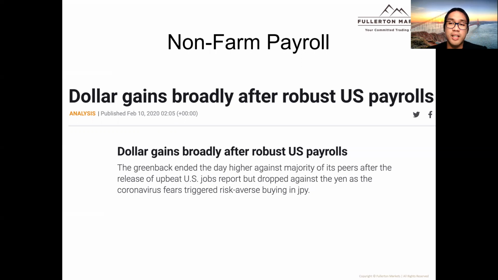The Japanese yen is a safe haven currency, as well as the US dollar. But in this case, people chose to buy more Japanese yen, basically. There are quite a few more safe haven currencies out there. There's the Swiss franc, and you can also count the dollar in. So this is how economic data is important. It helps us position ourselves better.